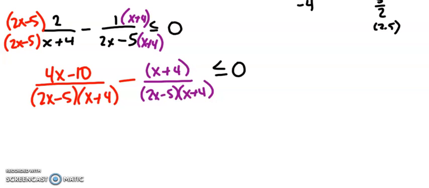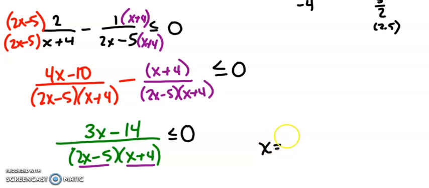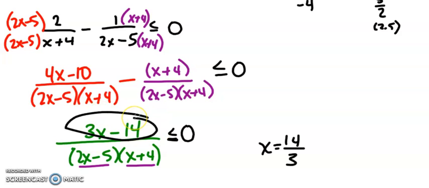Cleaning up across the top, I'm going to have 4x minus 10 minus x is 3x, negative 10 minus 4 is negative 14, all over 2x minus 5 and x plus 4, figuring out less than or equal to 0. Well, we already figured out the problem at 5 halves, the problem at -4. We then will be equal to 0 when x is 14 thirds, because a fraction is equal to 0 when the numerator is equal to 0.